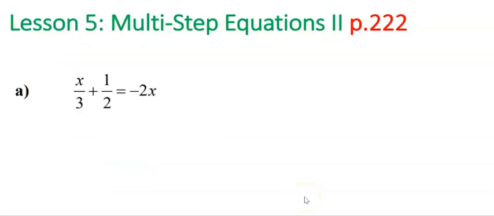Now you can go ahead and try each of the student example questions on page 222. If you feel stuck, you can watch the video for the solutions.